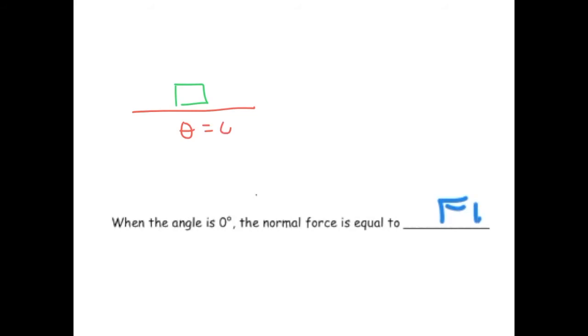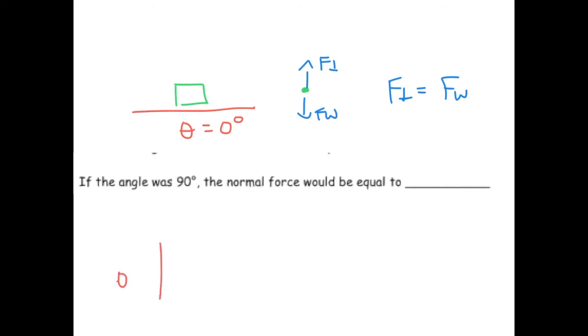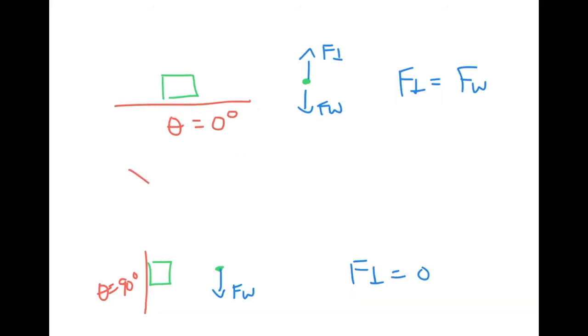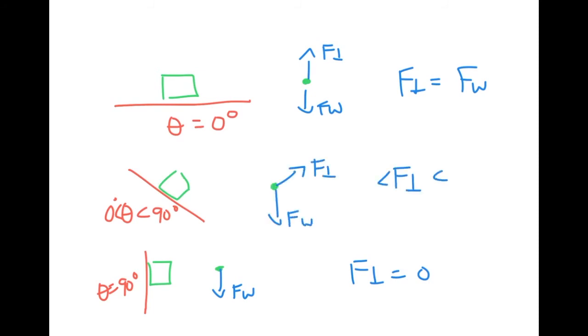When the angle is 0 degrees, the normal force would be equal to the weight, Fw. If the angle is 90 degrees, no part of the ramp is supporting the block, and the normal force would be 0. As we saw with our bathroom scale experiment, if the angle is between 0 degrees and 90 degrees, the scale reads a value in between 0 and the weight of the object.